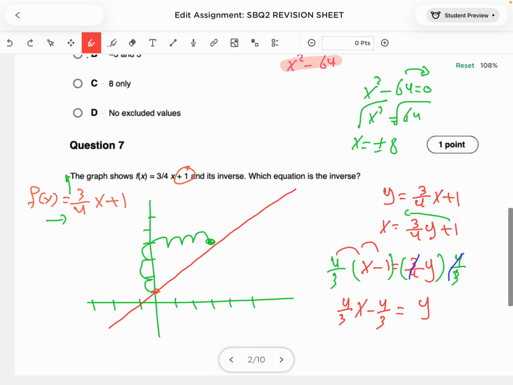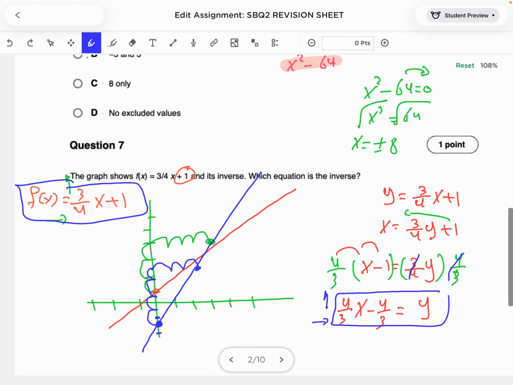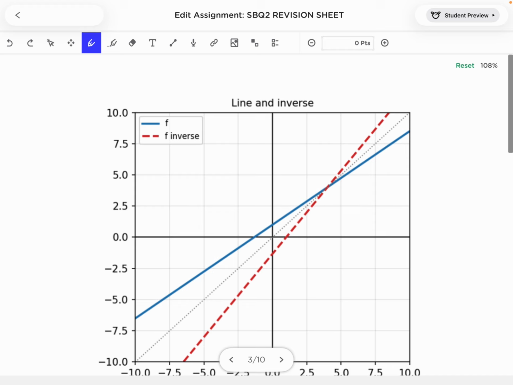If I need to draw it, again, I have to start from the intercept, which is negative 4 over 3, and negative 1.3. And I have to go up 4, 3 to the right. 1, 2, 3, 4, and 3 to the right. And I draw the other line and they intersect. So this is the inverse function. And this is the original function. The graph was already written.